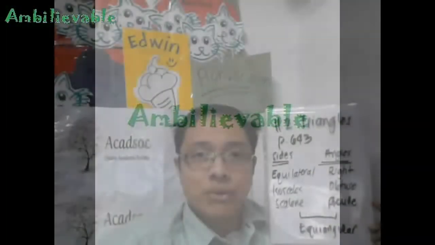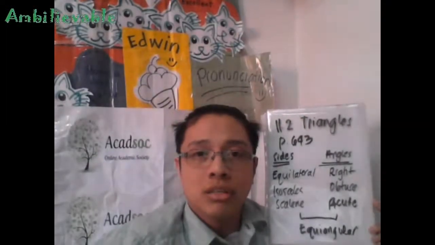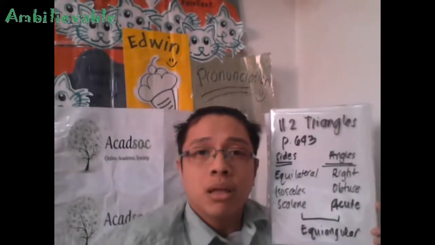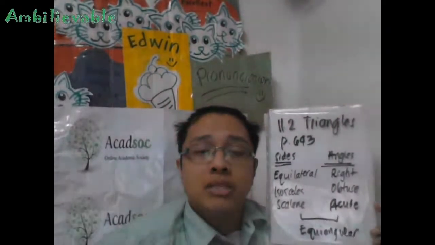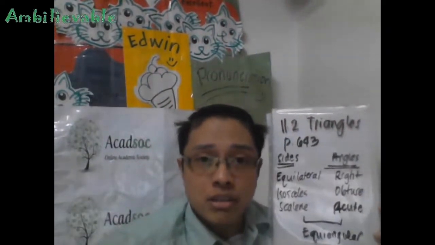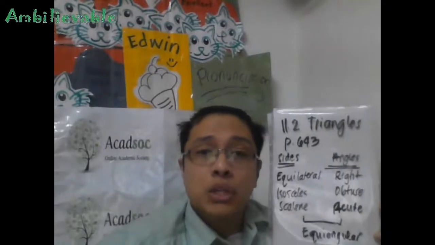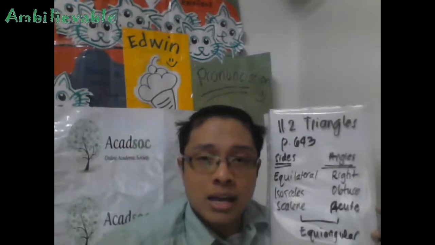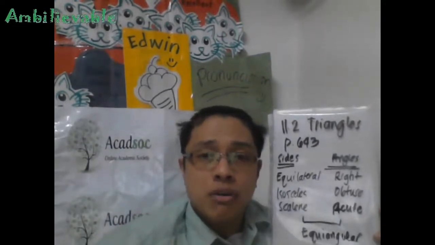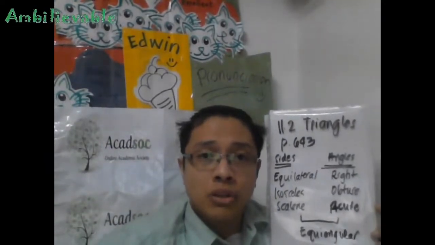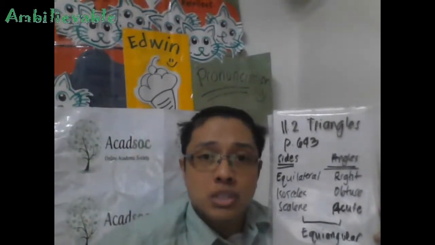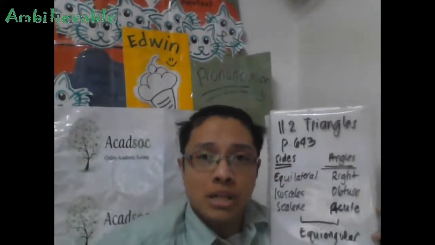Good morning, grade 5. Today, our lesson is all about triangles, 11.2, page 643. Now, a triangle is a polygon that has 3 sides, 3 vertices, and 3 angles. There are 2 types of triangle, according to sides and according to angles. According to sides are the following: equilateral triangle, where all sides are equal; isosceles triangle, where 2 sides are equal; and scalene triangle, with no equal sides.